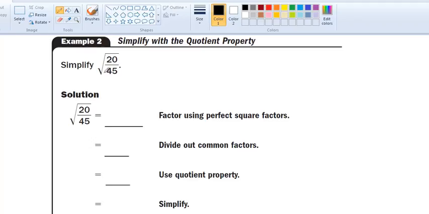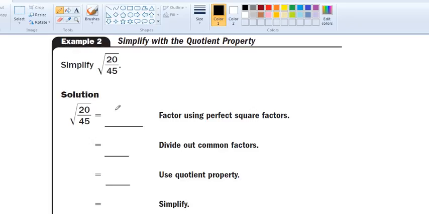And here we go with example 2. Now this one looks a little different here. We've got a big square root over the fraction 20 over 45. To simplify that, we've got to basically just use the properties that we were just given and mess around with them a little bit and see what we know about multiplication.